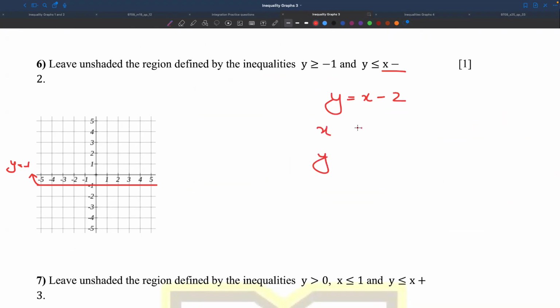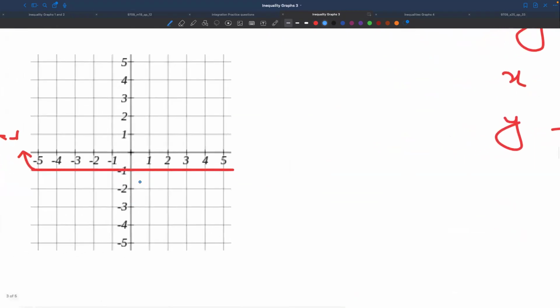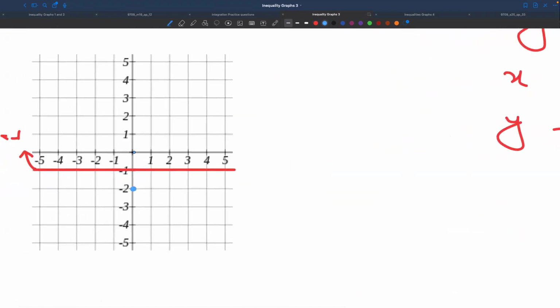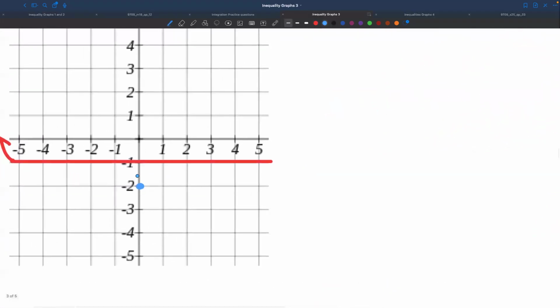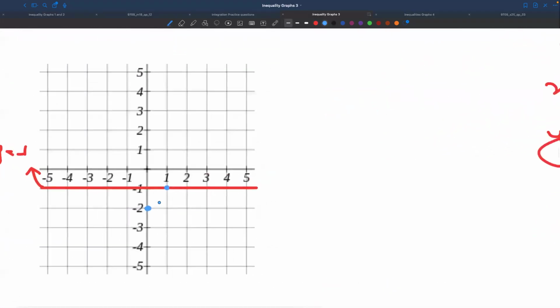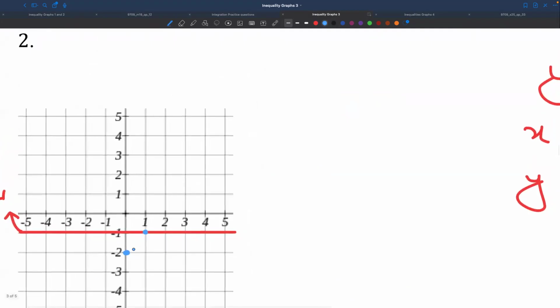I will take x equals 0 and x equals 1. In the equation, first I write x equals 0, I get y equals minus 2. When I take x equals 1, I get minus 1. So 0 and minus 2 is over here, x 0, y minus 2. And the other point is 1 and minus 1, which is over here. Once I have the points, I will just join them with a straight line.